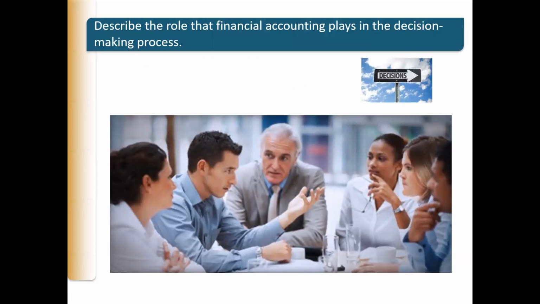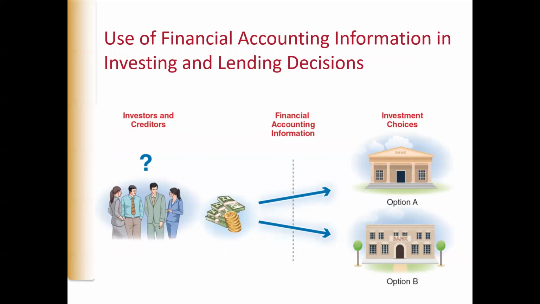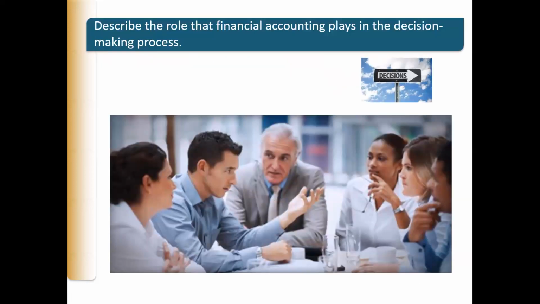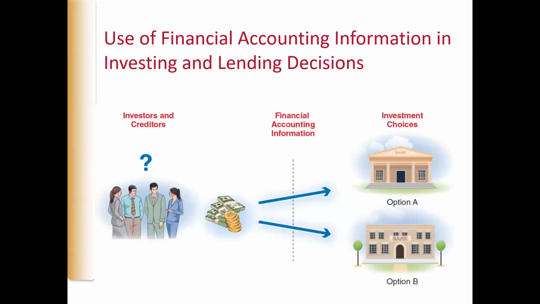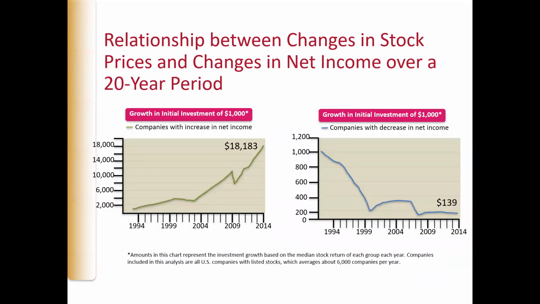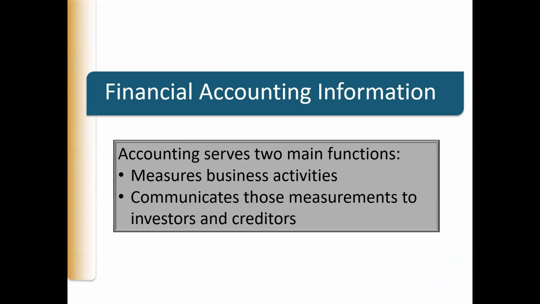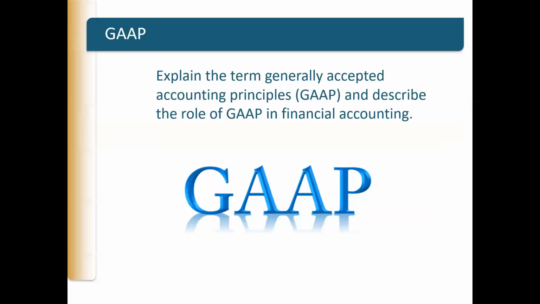So the last piece I want to look at, and I'm going to go through this little piece fast, is the role that accounting plays in the decision-making process. As we said earlier, we provide information that allows people to make some choices. Net income plays a significant role in stock prices. We know accounting serves to measure business activities and to communicate those activities to investors and creditors.